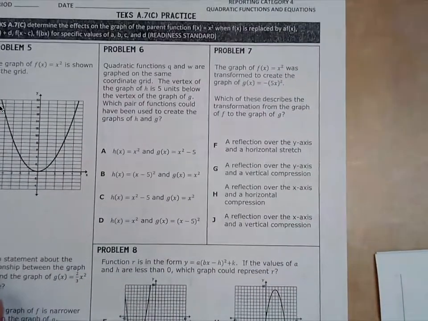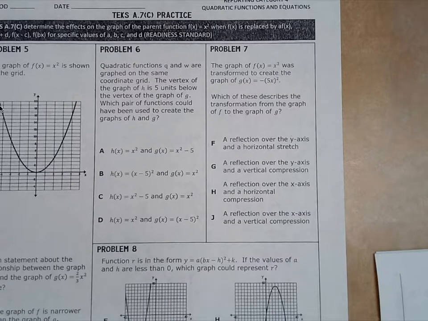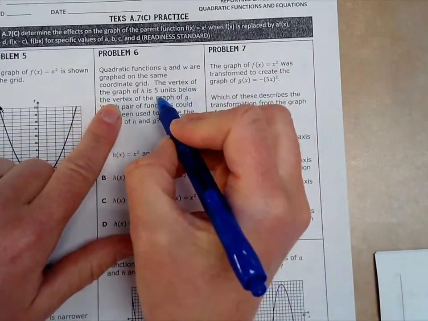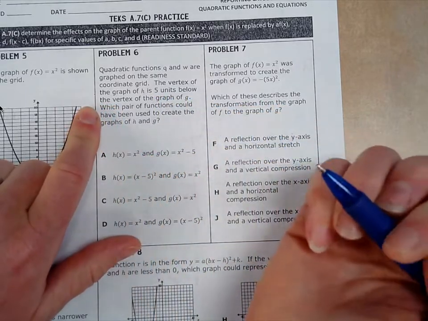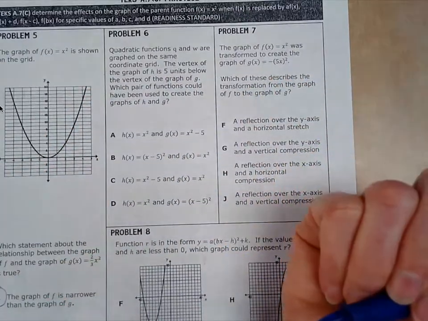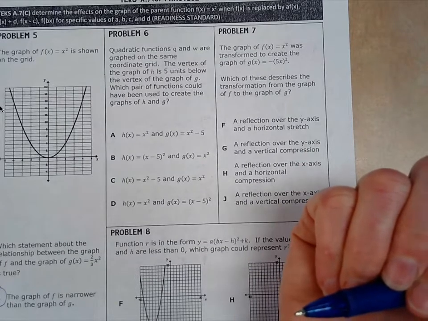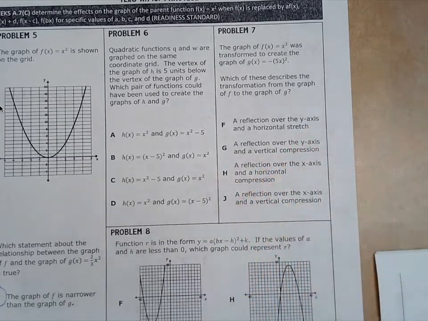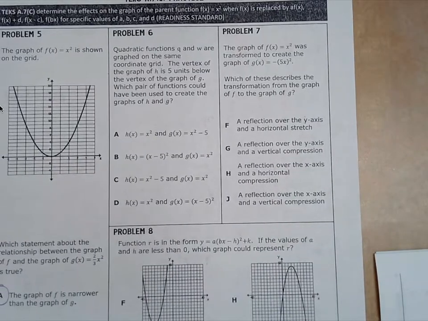All right, the next one. So it says the vertex of the graph is 5 units below the vertex of the other. So how did y'all do this one? I put the graph. Put it in the graph. And Y1 and Y2. Okay, y1 and y2.